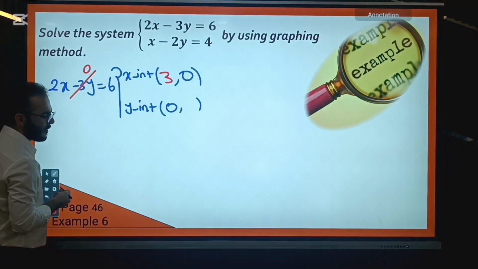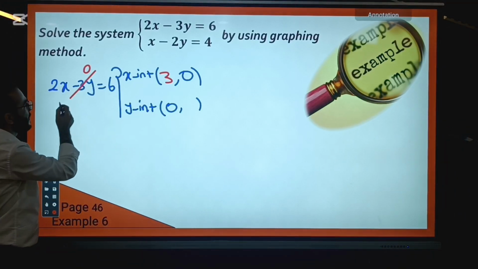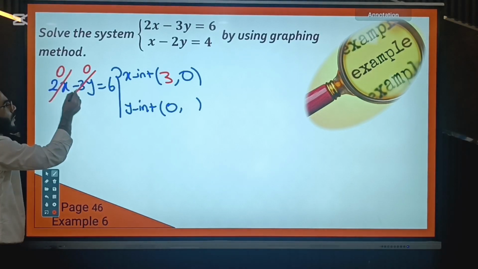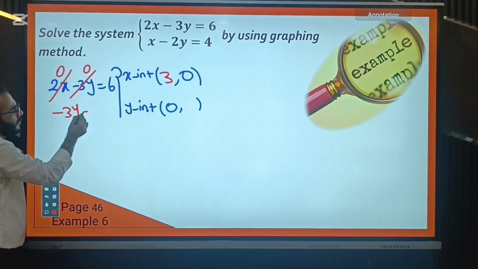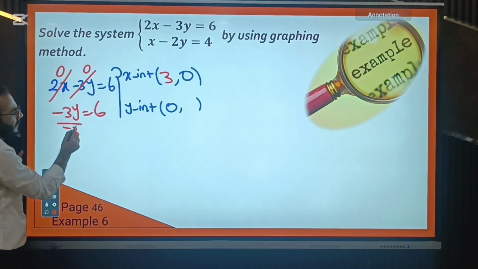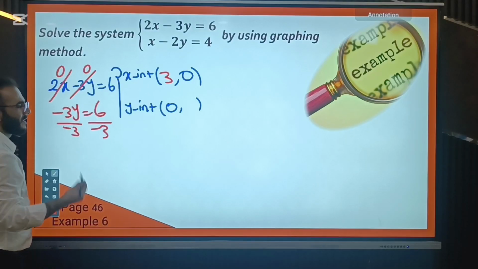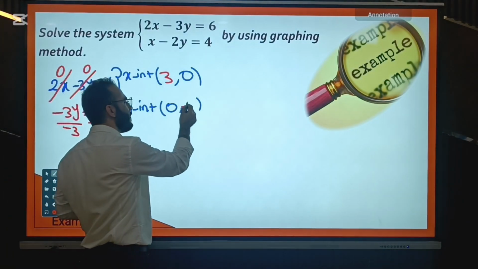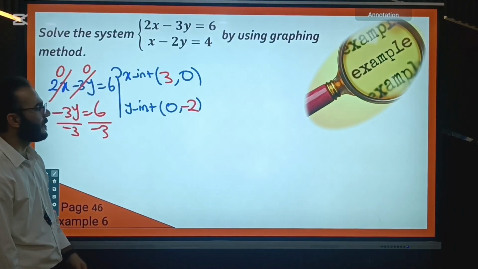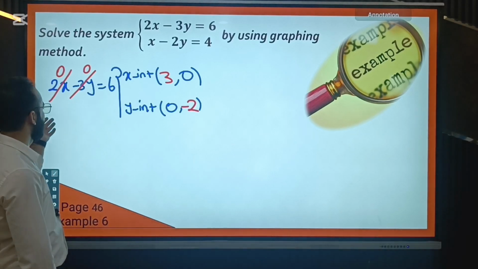How about the y-intercept? So for y-intercept, make x 0. So this time make this one 0. What will remain? Negative 3y equals 6, divided by negative 3, divided by negative 3. 6 divided by negative 3 is negative 2. These are the intercepts for the first equation.